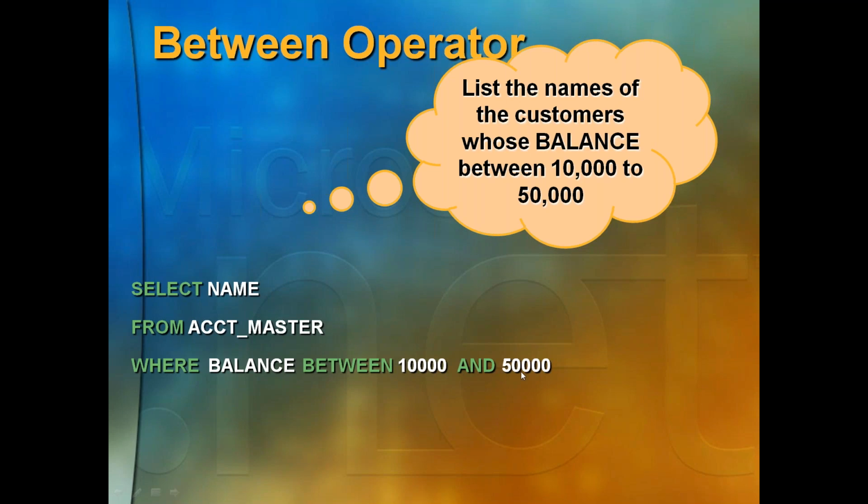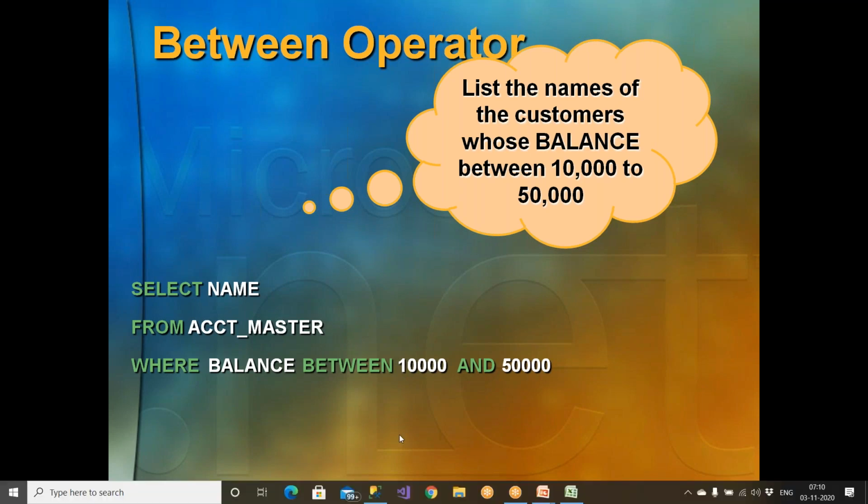So the question is, does it take 10,000 and 50,000 as well, or does it include only the in-between values? That is also one more interview question. The between operator includes the lower limit, the upper limit and the in-between values. It is equivalent to less than or equal to and greater than or equal to. Remember this point.